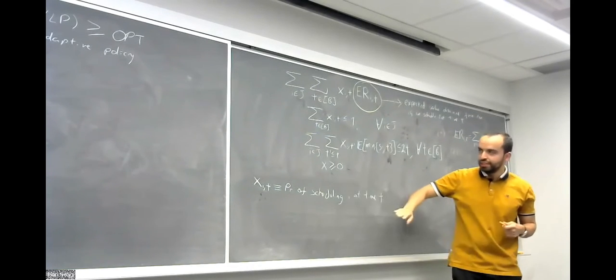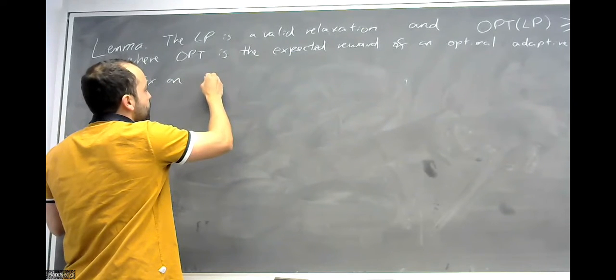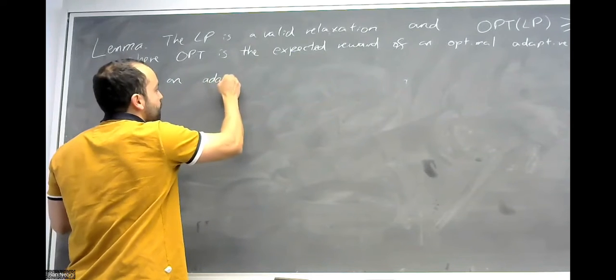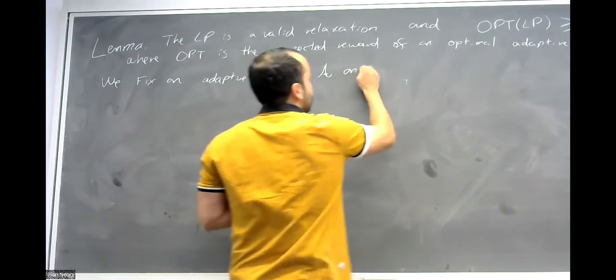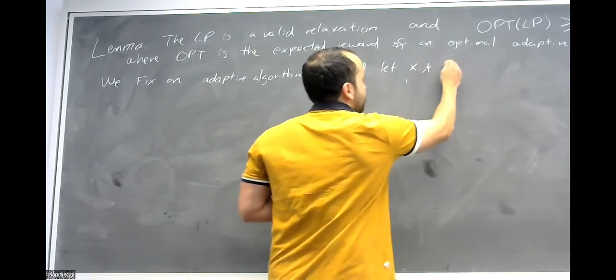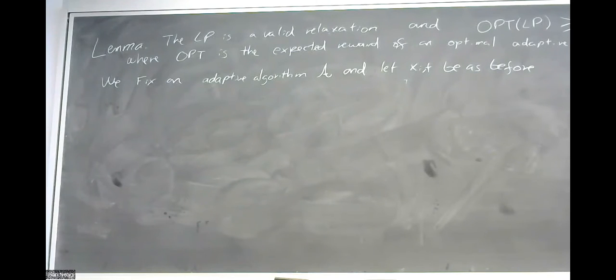Well, it is clear that the constraint is satisfied if, let's say, we fix an adaptive algorithm A and let X be as before. If we pick some adaptive algorithm and let X be as before for that algorithm, it's clear that 1 and 3 are satisfied. So 3, all probabilities are non-negative, and 1, we can only schedule an item once, so this sum of probabilities is at most 1.